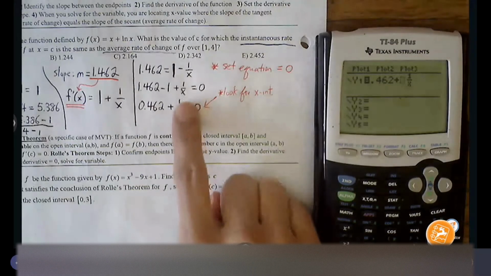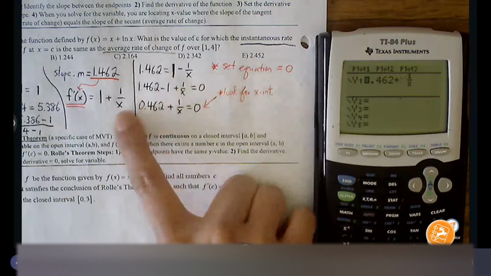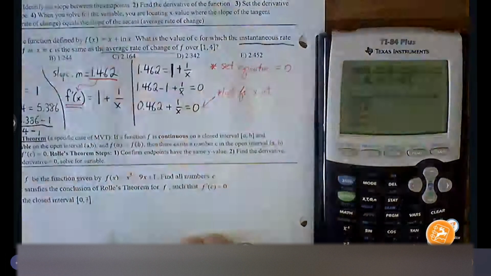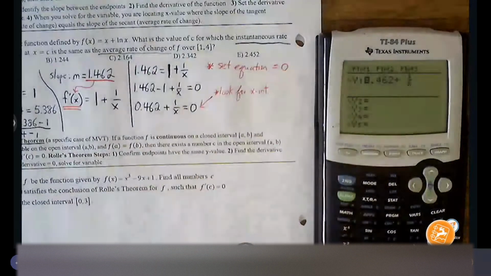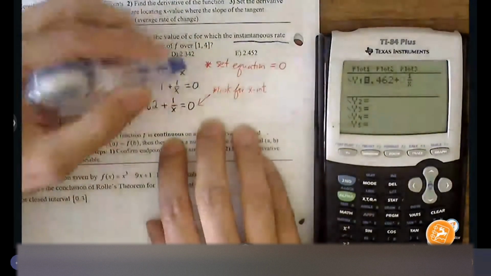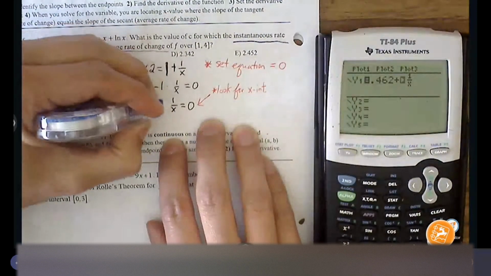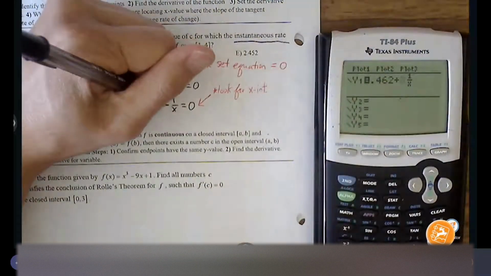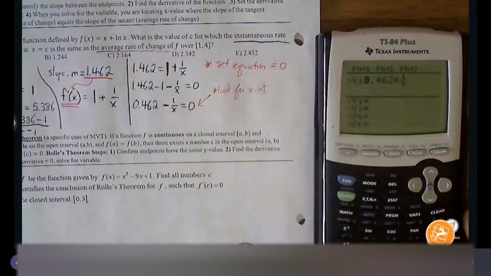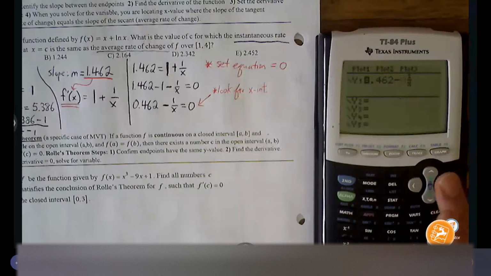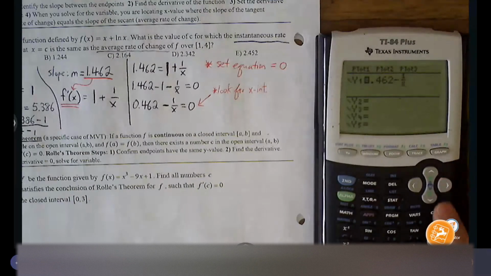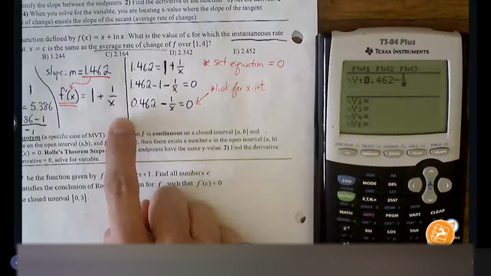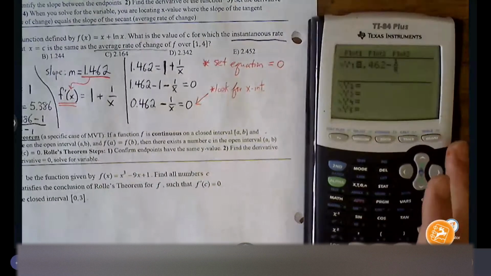I'm sorry. It was 1 over x, it should be minus, right? My bad. Yeah, I need to change those signs there. Okay, yeah, so it should be 0.462 minus 1 over x. I'm subtracting that 1 over x over. All right, so let's graph this.